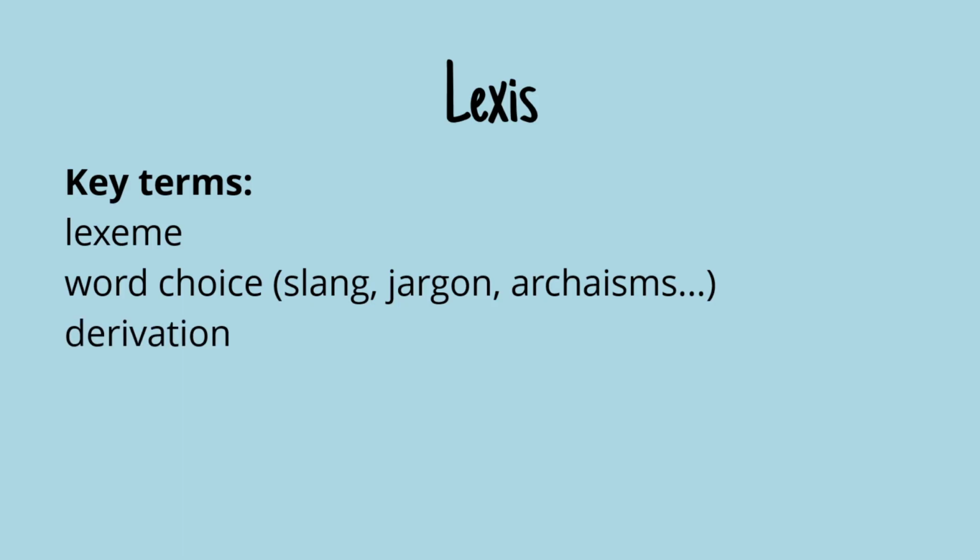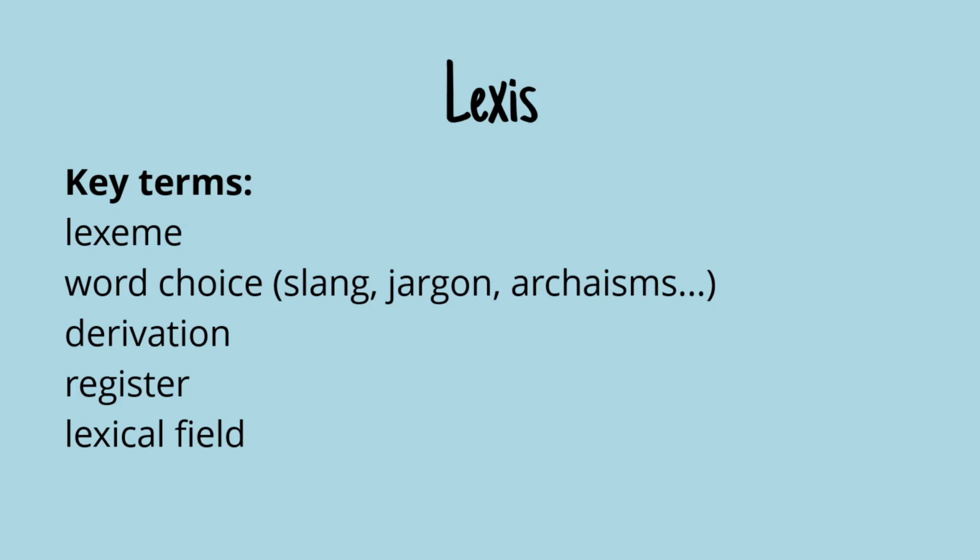Derivation is another important term in Lexis. It refers to the process of creating new words from existing ones and is therefore very important for language change. Register is language used depending on the situation, so we usually speak about formal and informal register. Finally, a lexical field is a group of words related to a particular topic.